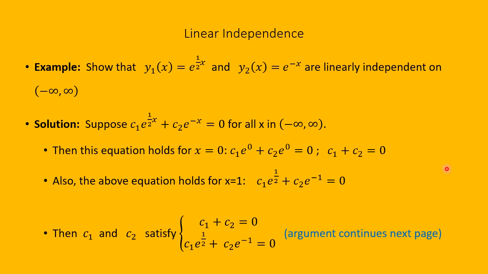So we have two equations here. C1 plus C2 has to equal 0, and this combination of C1, C2 also has to equal 0. Having these two equations both equaling 0, is that enough to show that C1 is 0 and C2 is 0? Well, let's find out.